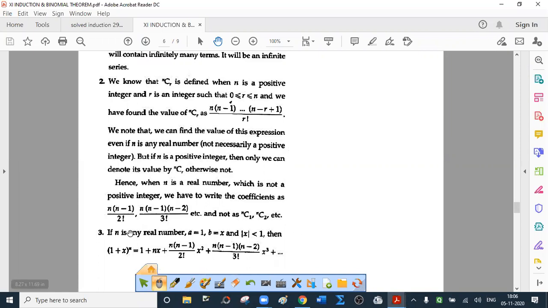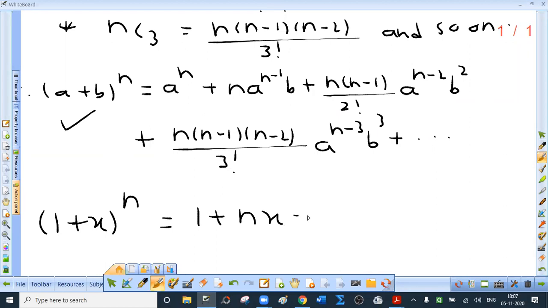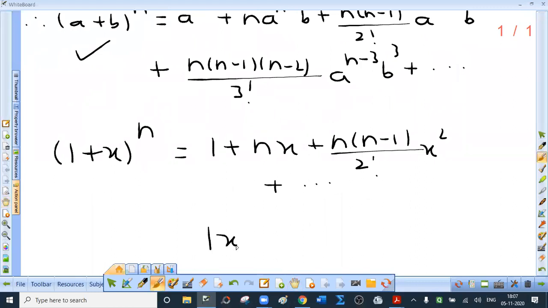The third point is important. If n is any real number and a equal to 1, b equal to x and modulus of x is less than 1, then (1 plus x) raised to n is 1 plus nx plus n into n minus 1 upon 2 factorial x square plus n into n minus 1 into n minus 2 upon 3 factorial into x cube and so on. I'll explain the logic behind this. See, we are interested in finding, this is important, we will be using this in 12th standard also, (1 plus x) raised to n. So 1 raised to n, that is 1 plus n, b is x, so 1 plus nx plus n into n minus 1 upon 2 factorial x square and so on. But one condition is there, which is that this can be used if modulus of x is less than 1.